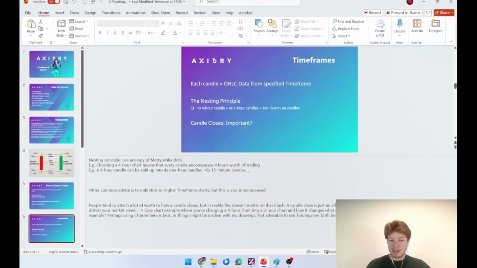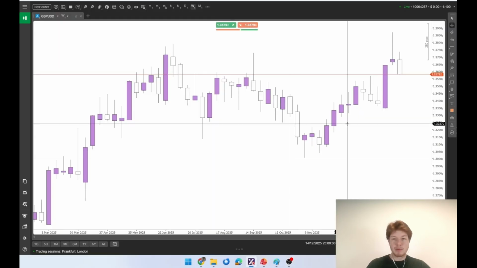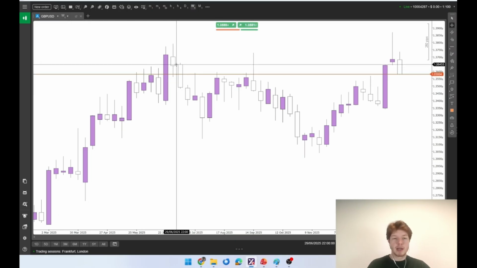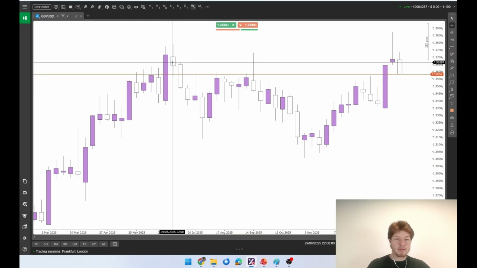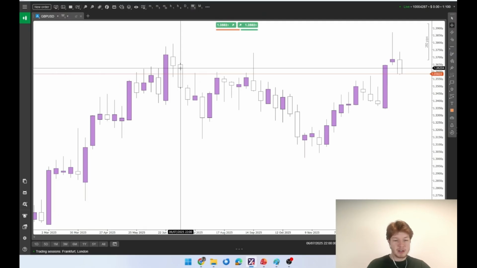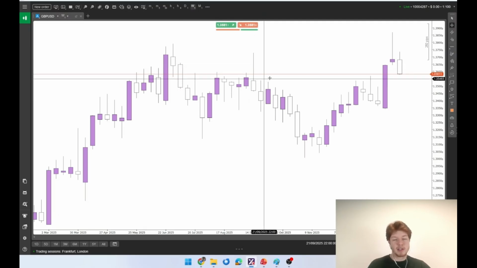I'd like to make that clear in a short chart example, which is actually setting up right now in the pound dollar on the weekly time frame. Just to recap, one candle here represents 1 week. So here we can see June 29th of 2025. Here you see July 6th of 2025, and so on and so on.